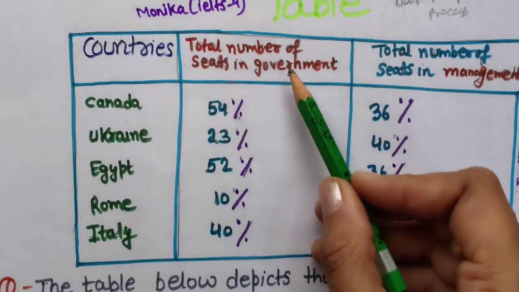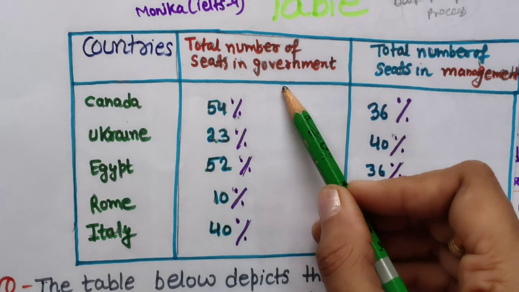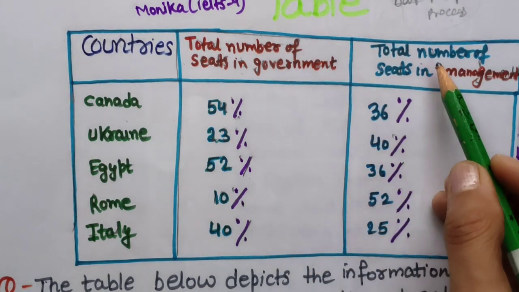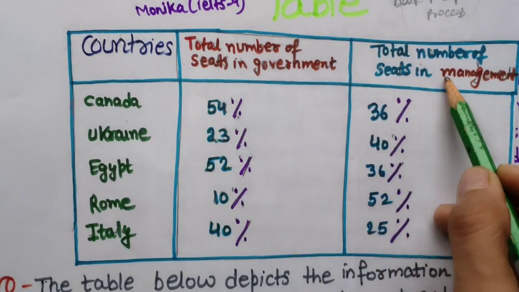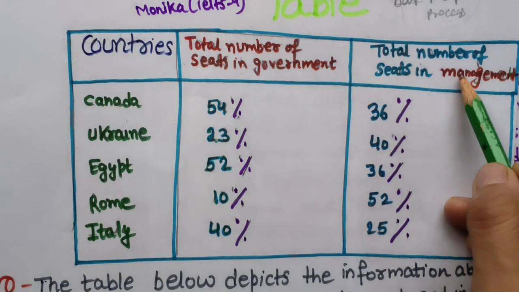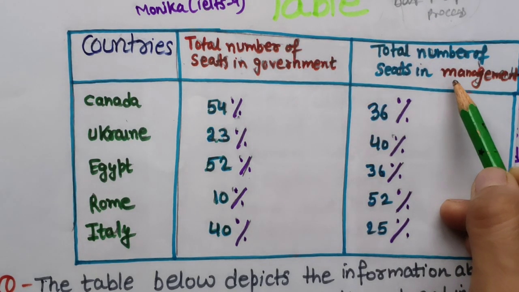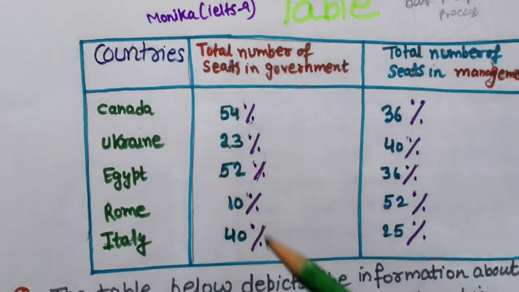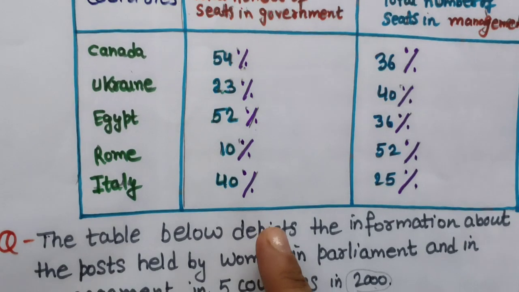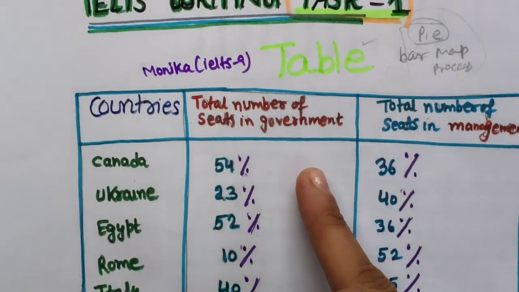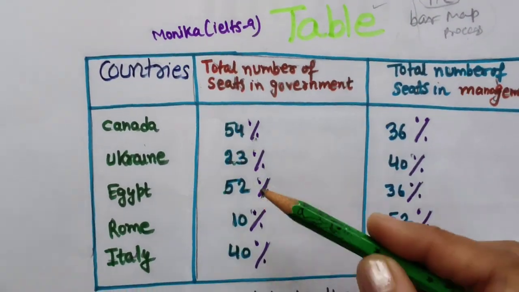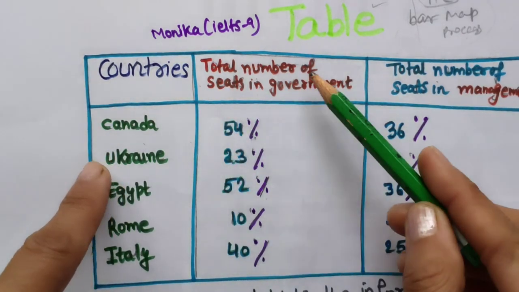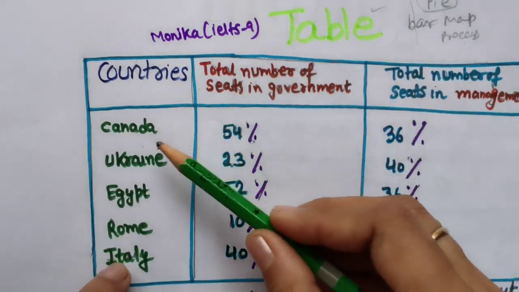Okay, so here total number of seats in government means government officials, women who are working, and total number of seats in management means managerial work, women who may be managers. Okay, now let's read it. After getting the question statement, we have read the question statement and the table, now how to analyze this table. Now 5 countries and categories we have come to know. There are 2 categories and 5 countries.